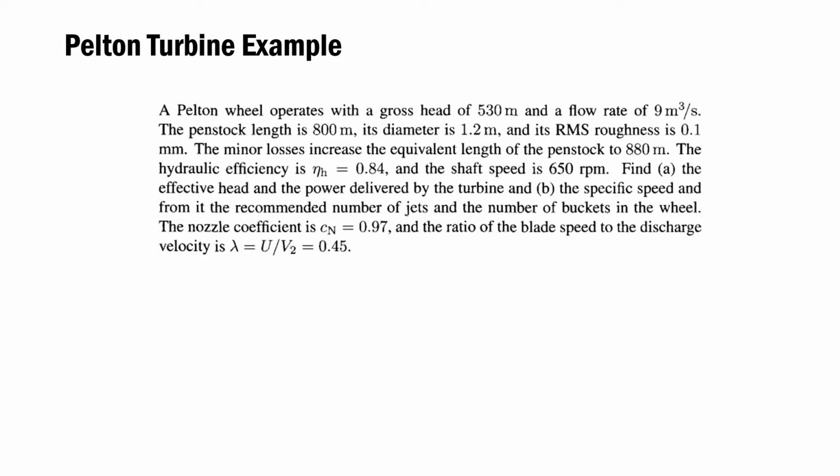Its diameter is 1.2 meters and its RMS roughness is 0.1 millimeters. The minor losses increase the equivalent length of the penstock to 880 meters. The hydraulic efficiency is equal to 0.84 and the shaft speed is equal to 650 rpm.